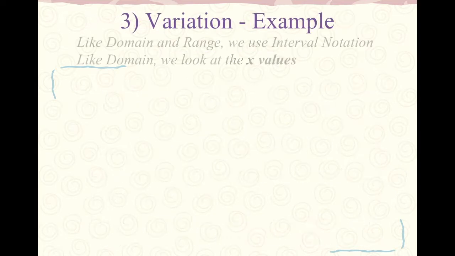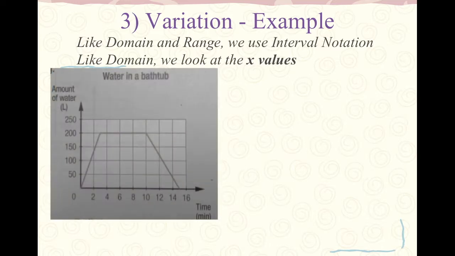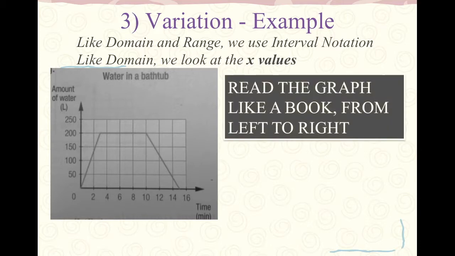All right, so here's an example. Like domain and range, we're going to use interval notation, and like domain, we look at the x values only. I don't care about the y values for this. For any property that deals with x values, read the graph like a book. You read a book from left to right. So we start here, we go here, we go here, we go down here. Okay, so follow my arrow.